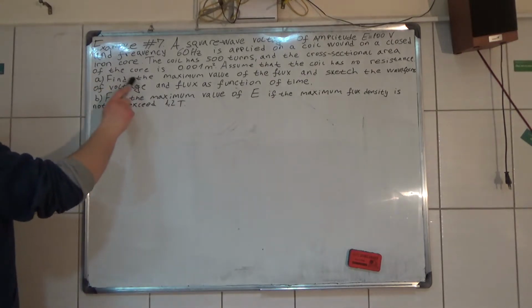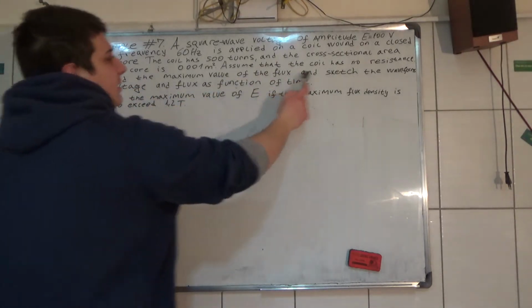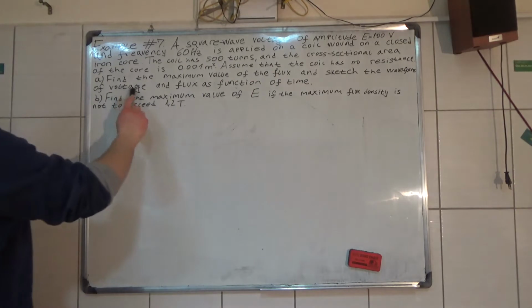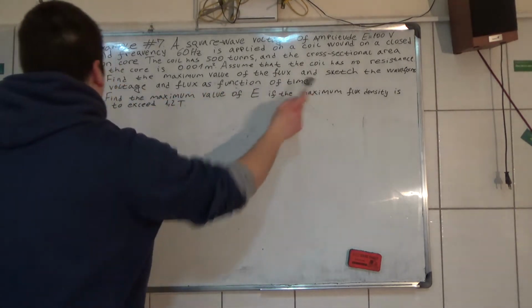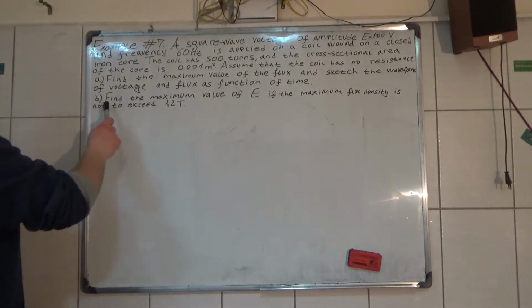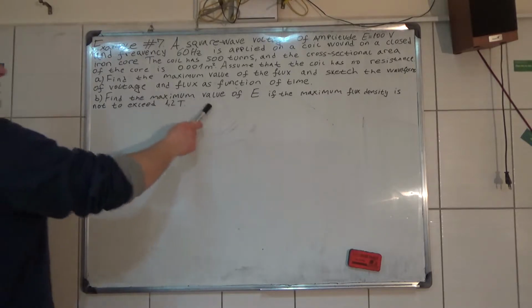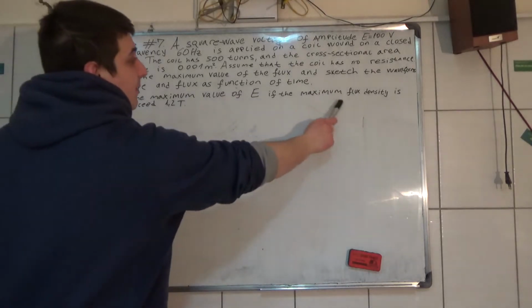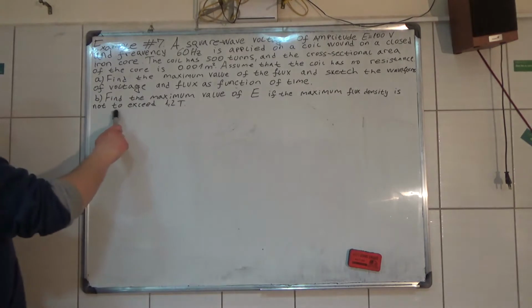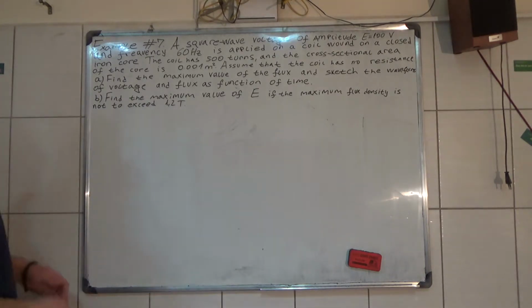In part A, find the maximum value of the flux and sketch the waveform of voltage and flux as a function of time. In part B, find the maximum value of E if the maximum flux density is not to exceed 1.2 Teslas.